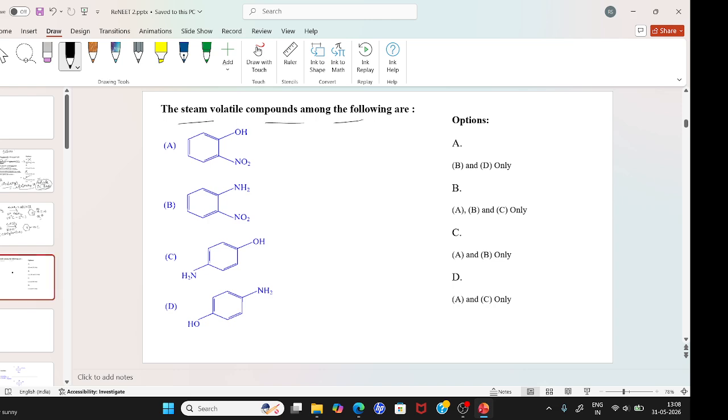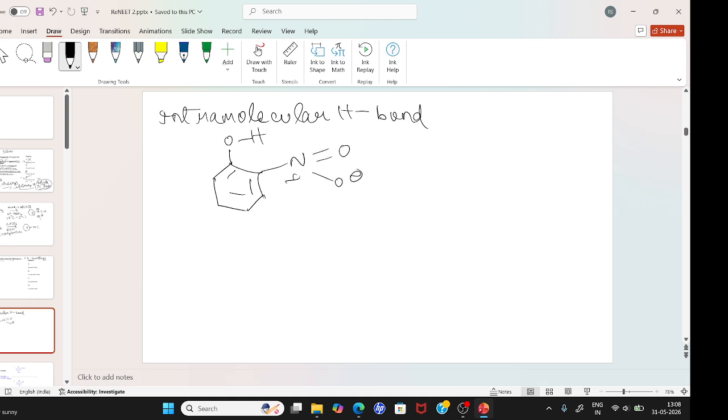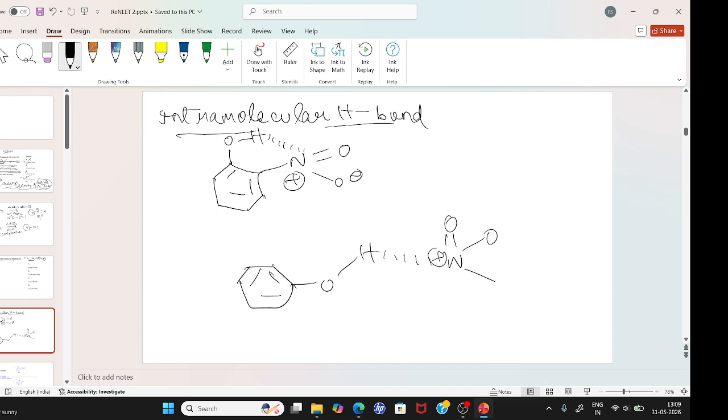Steam volatile compounds among the following are. Now, whenever in organic chemistry you learn about steam volatility, you learn about hydrogen bonding. If I explain this to you properly, compounds which have intramolecular hydrogen bonds are steam volatile. One of the prominent examples in your textbook is orthonitrophenol. When there is intramolecular H bonding, the tendency to form hydrogen bonding with another molecule of the same type reduces. For example, if you look at paranitrophenol, it can form hydrogen bonding with the NO2 of another paranitrophenol molecule, and vice versa, and so on.